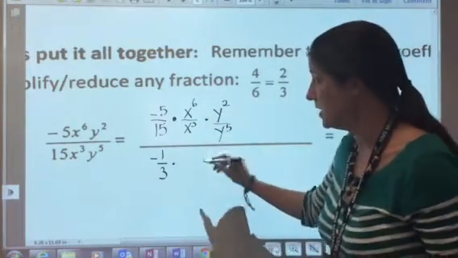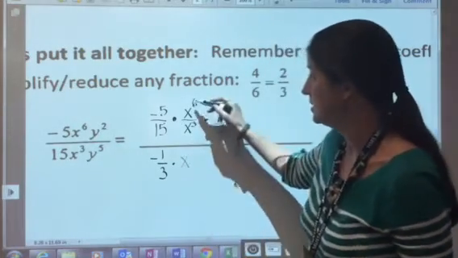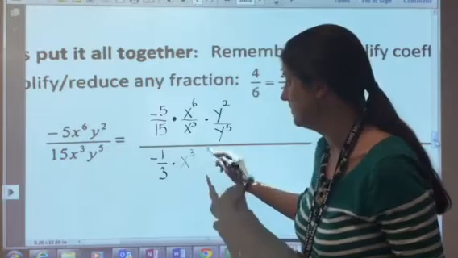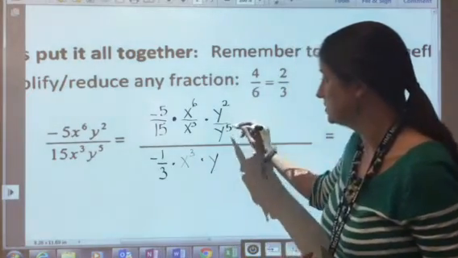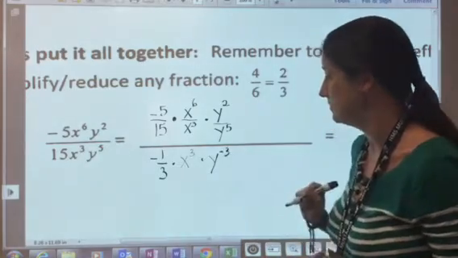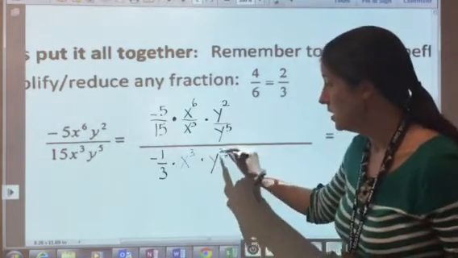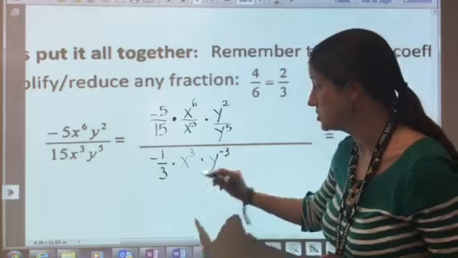Keep the base, subtract the exponents. X to the 6 minus 3 is 3. Keep the base, subtract the exponents. Y to the 2 minus 5 is negative 3. All right, then we can make this a fraction.